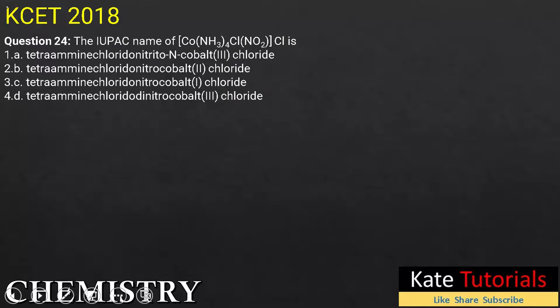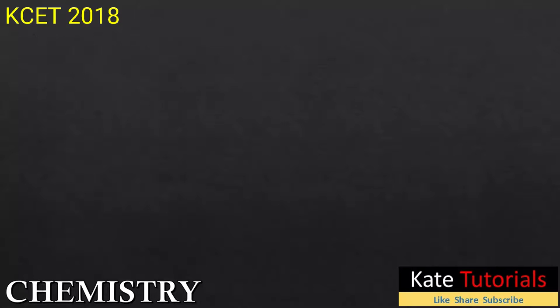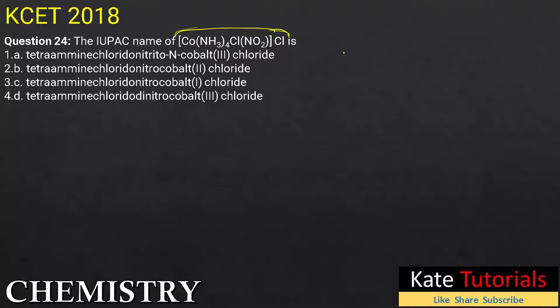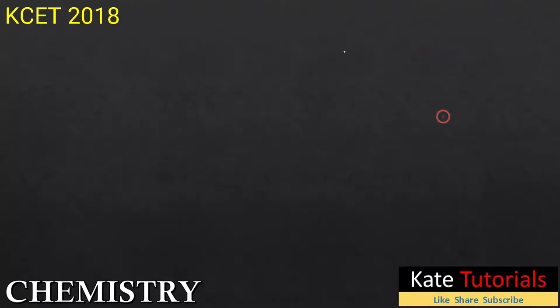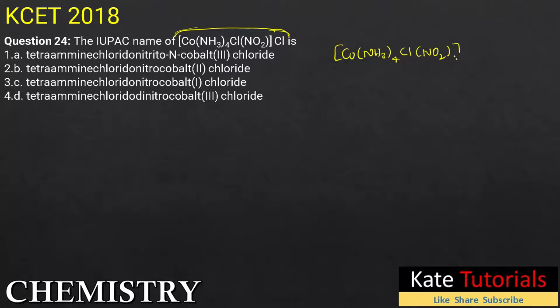So coming to this 24, this is the direct question from coordination chemistry, right? So they have given this complex, we have to name it, right? So see, if I write this complex again, it will be cobalt, NH3 4, Cl, NO2, right? Overall charge is what? It is a cationic complex because if I put this complex in water, it will split like this. Cl will have a minus charge, so Cl minus, and this is plus. So this is a cationic complex, right?